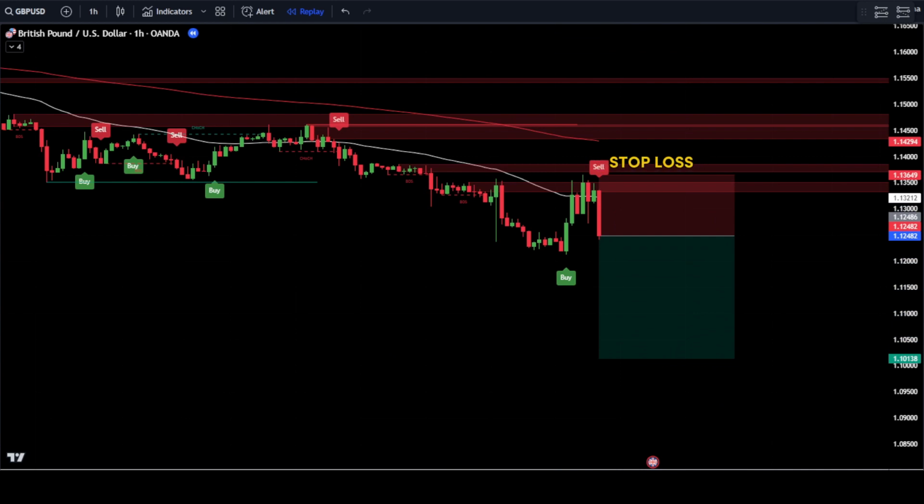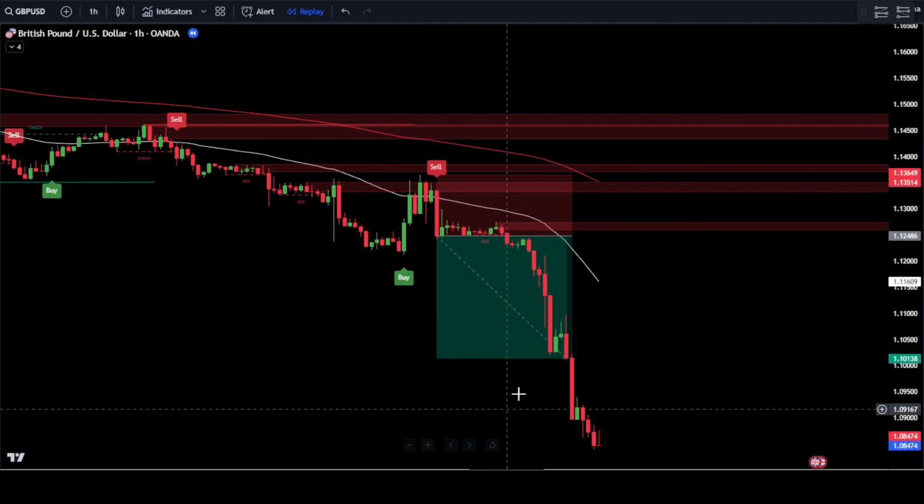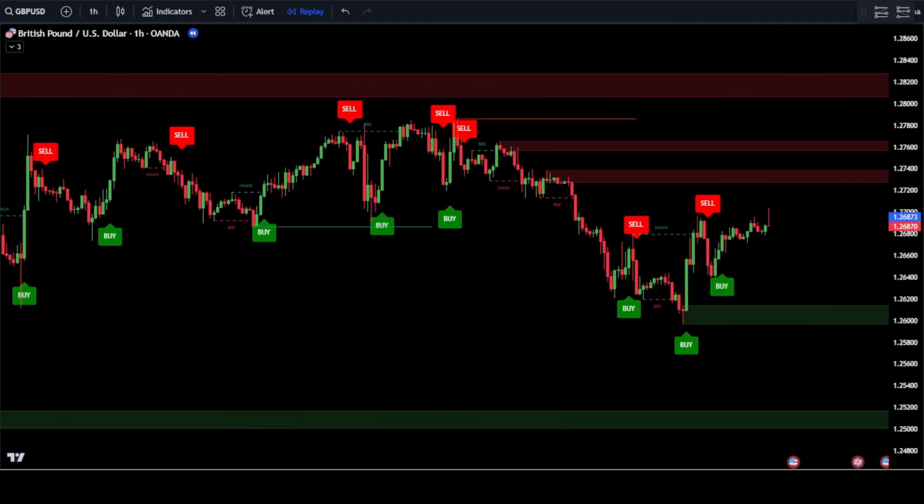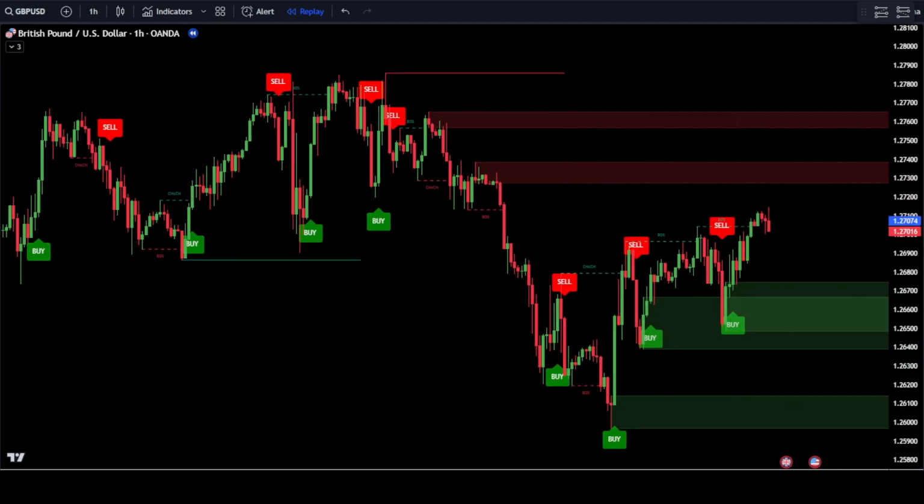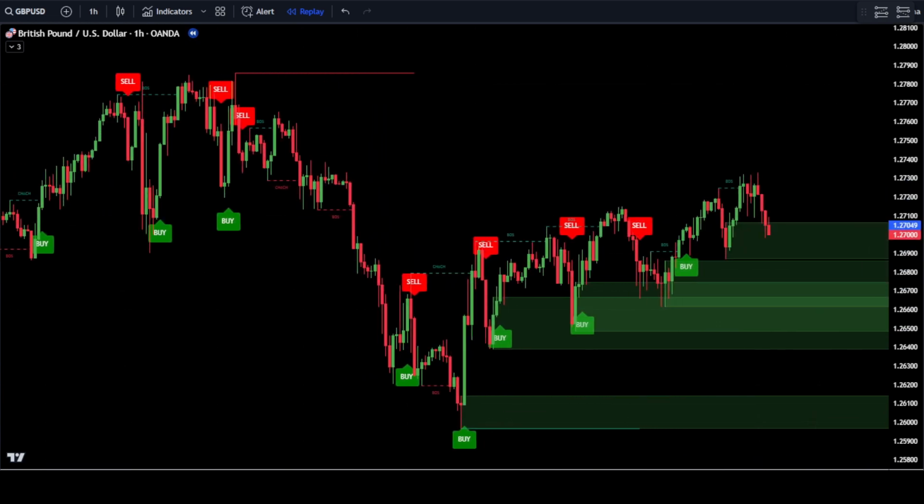Set the stop loss above the bearish order block area. Target take profit using a risk-to-reward ratio of 1 to 2. Make sure to always maintain good money management and trading psychology, as no strategy guarantees a 100% win rate.